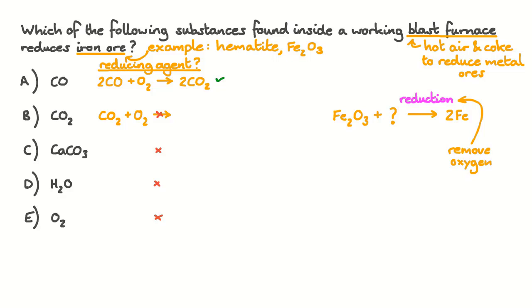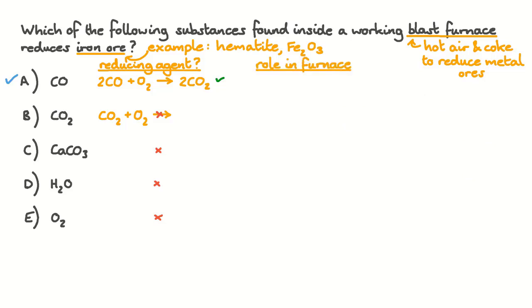Calcium carbonate, water, and oxygen do not readily react with more oxygen. This process leaves us with the answer of carbon monoxide, but let's look at this another way. Let's have a look at the role of each of these chemicals in the blast furnace. In the blast furnace, the very role of carbon monoxide is to reduce the iron ore, while the role of carbon dioxide is to react with carbon to make the carbon monoxide. So carbon dioxide is involved in the chain that produces the agent that reduces the ore, but carbon dioxide doesn't reduce the ore itself.